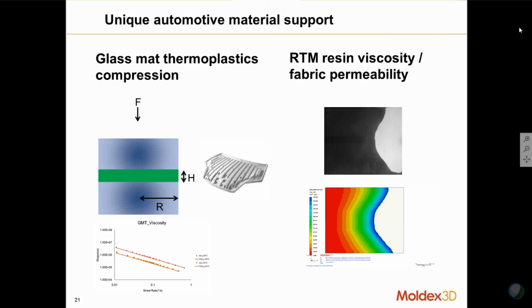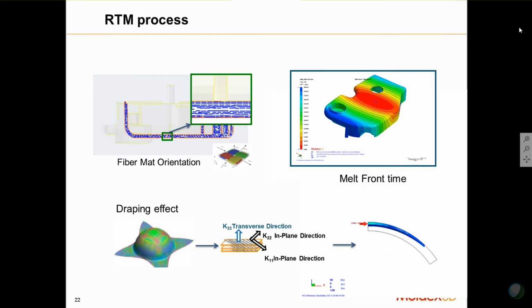And if you are working on resin transfer molding, we also have capabilities to determine the permeabilities of your fiber mat or your fiber stock. For the fiber mat and the fiber stock, what we need to know is how the melt front is traveling in different directions, in your in-plane directions, your K11 and K22, or in your thickness direction. So this is what we need to determine.